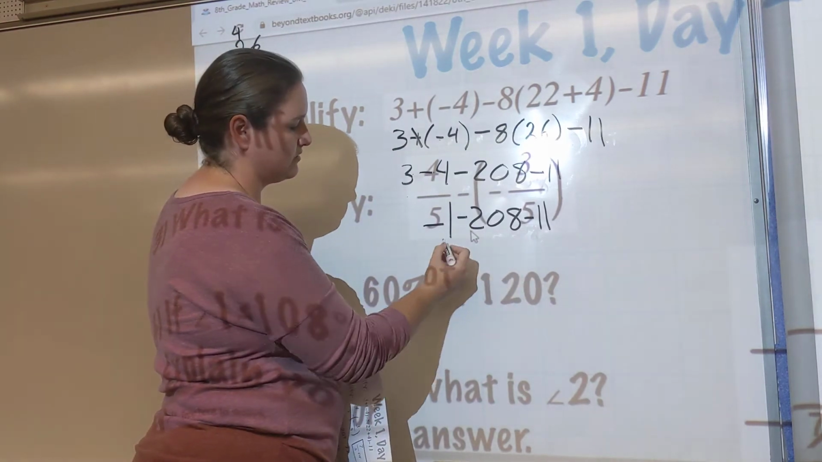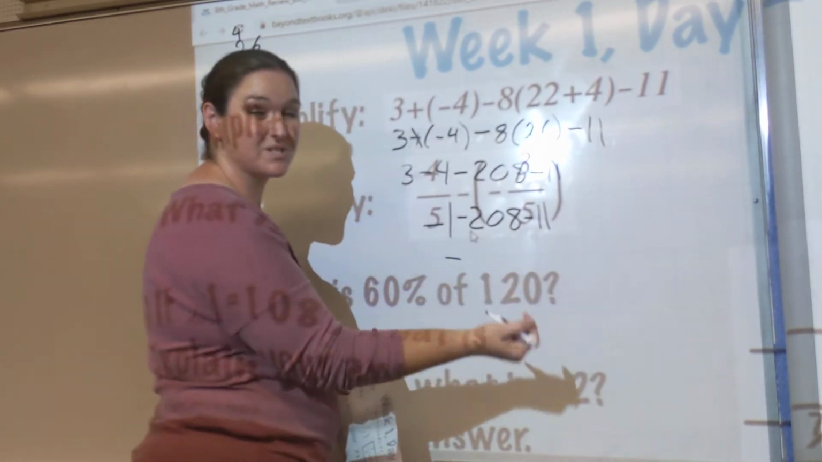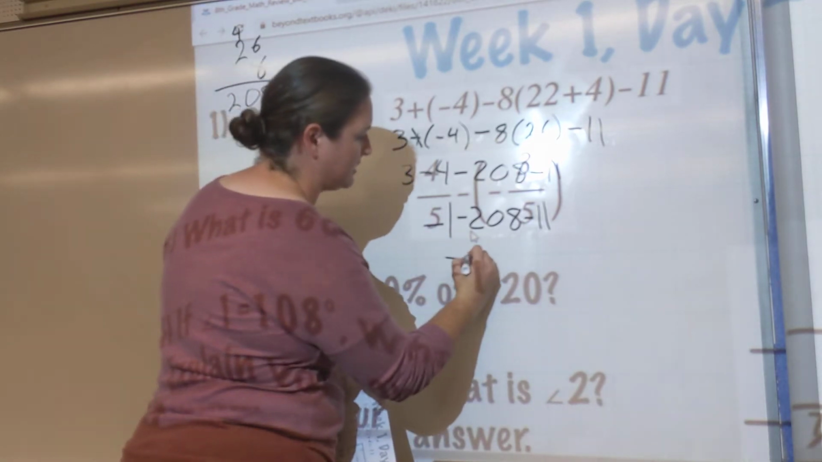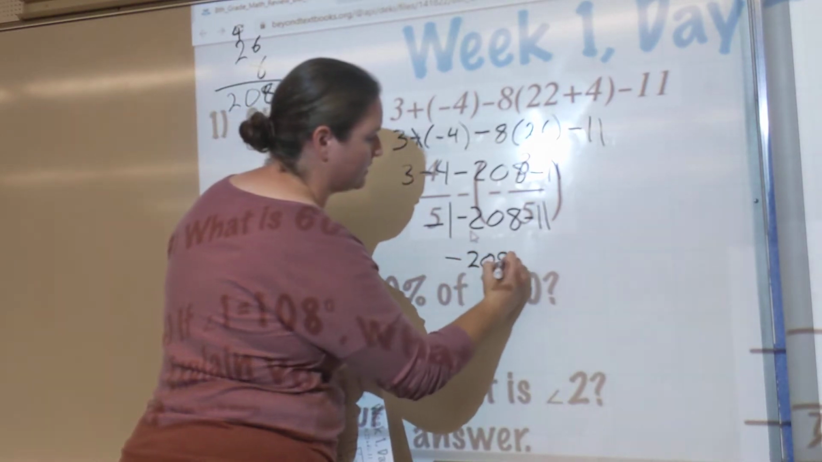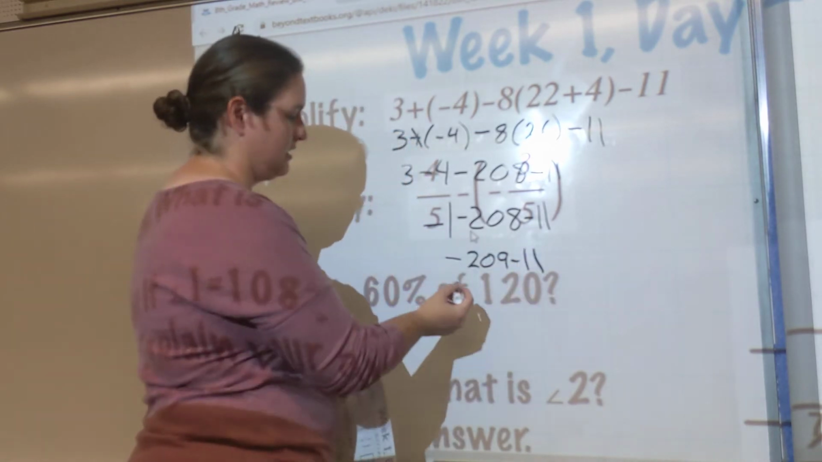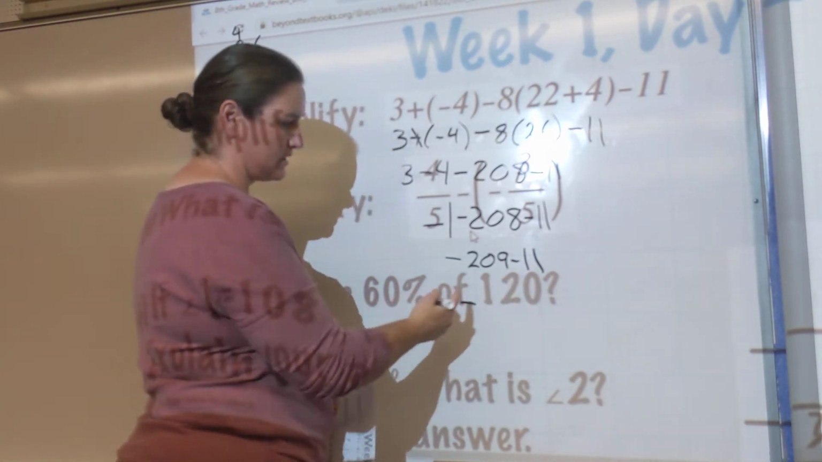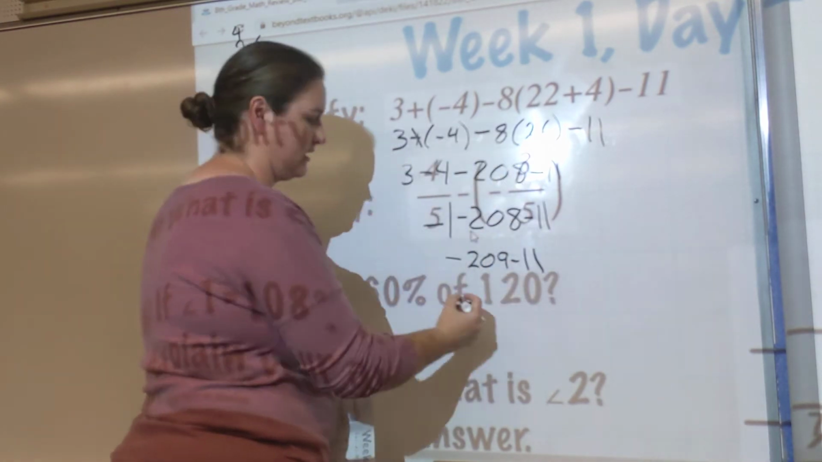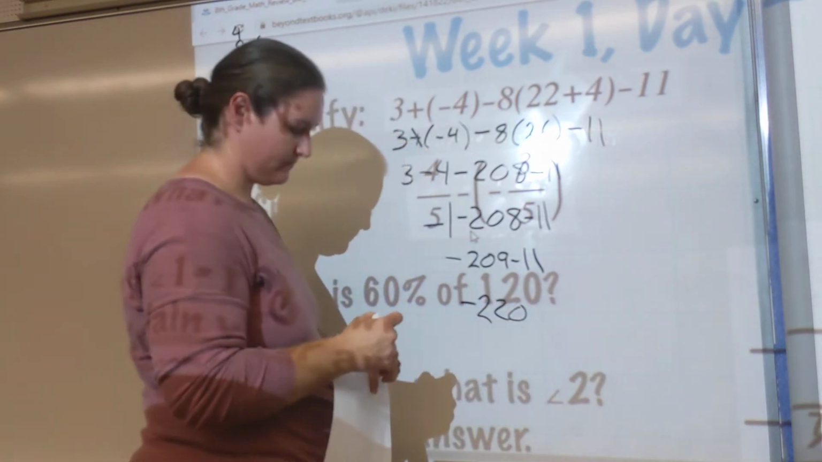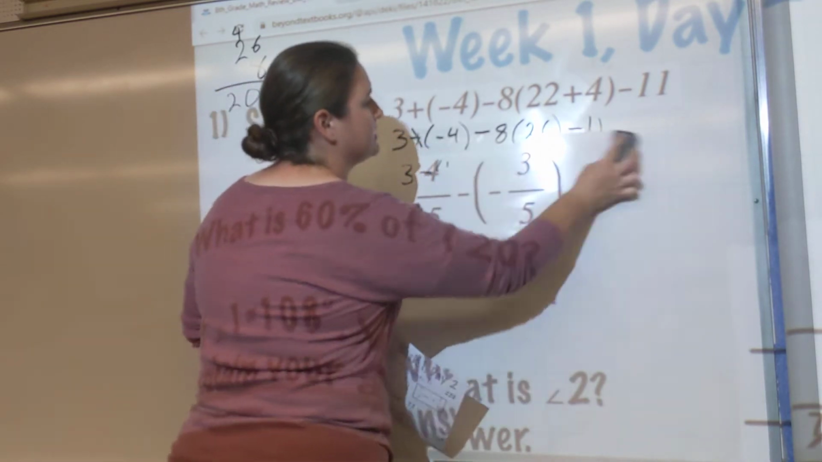minus 208. What does that give us? Gives us a negative because we're still going negative. Okay, so that'd be a negative 209 minus 11. Now remember, these are still negative, so then that's going to keep us going negative. Negative 220. All right. Erase that one.